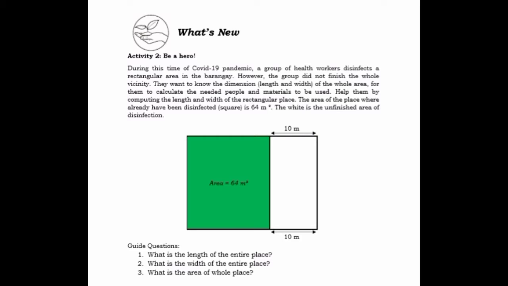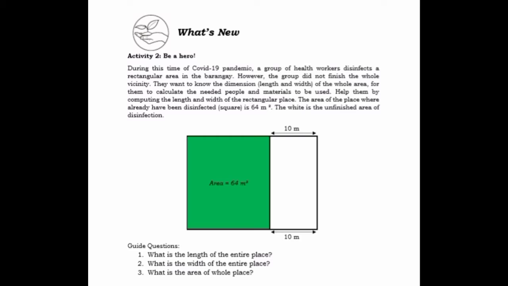What's new? Activity 2. Be a hero. During this time of COVID-19 pandemic, a group of health workers disinfect a rectangular area in the barangay. However, the group did not finish the whole vicinity. They want to know the dimension of the whole area for them to calculate the needed people and materials to be used. Help them by computing the length and width of the rectangular place.